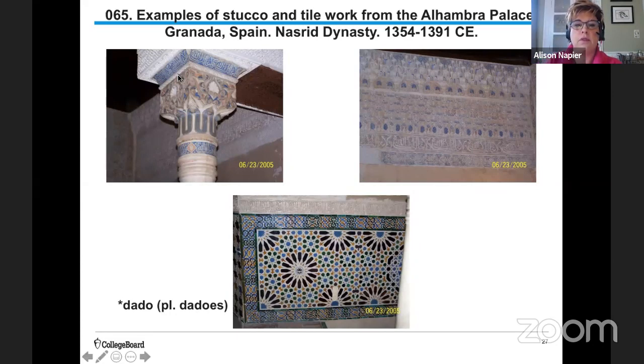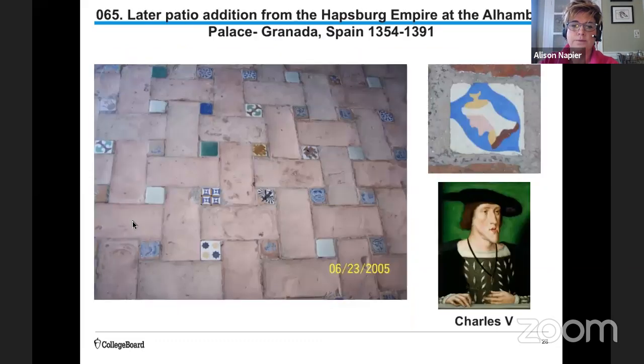You can see it at the top of the capital of this column here. Stucco work, so they would stucco the wall and then carve this very intricate design work. Tile work, you see here at the bottom, the dados, or the lower portion of the wall, done in these geometric forms, really intricate interlocking patternings, all of this, and inlaid wooden ceilings as well. From floor to ceiling, it's nothing but complete decadence of decor.